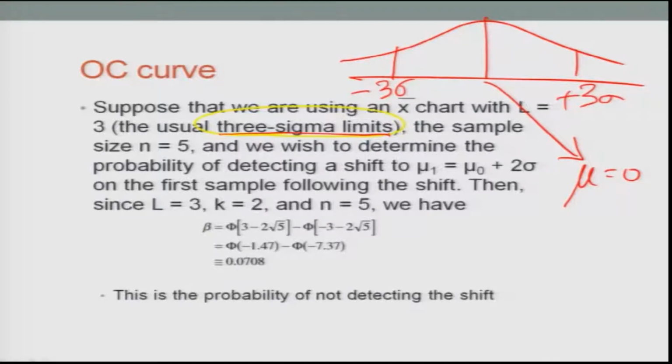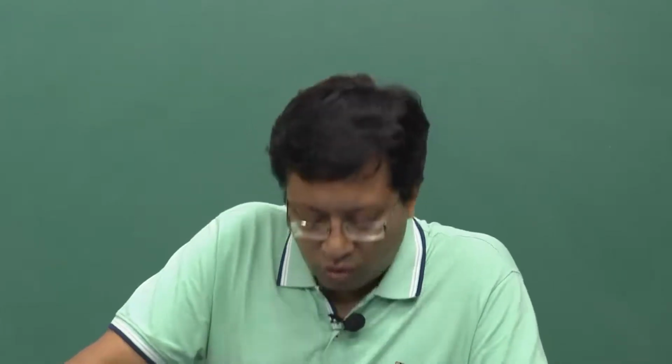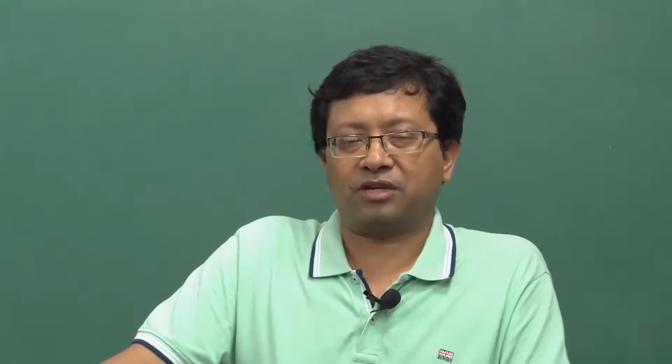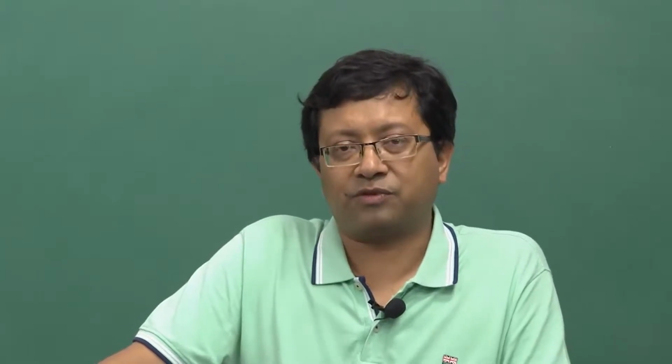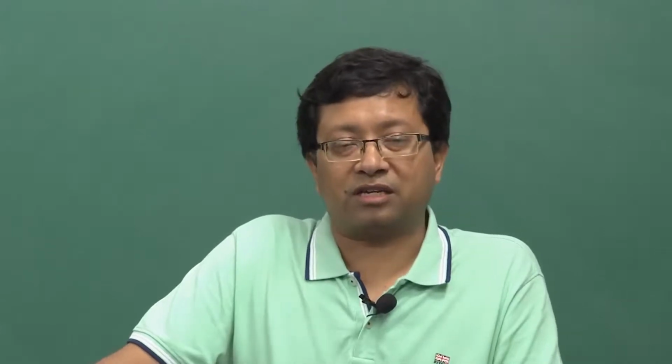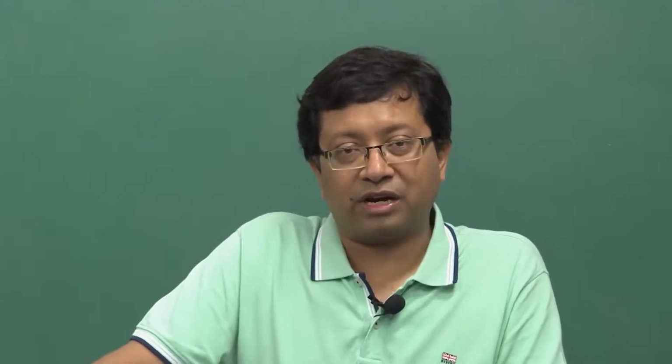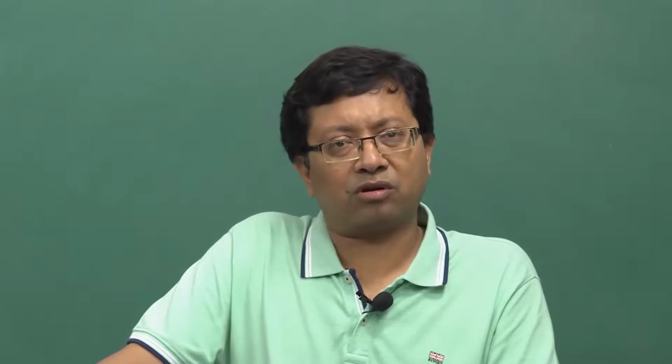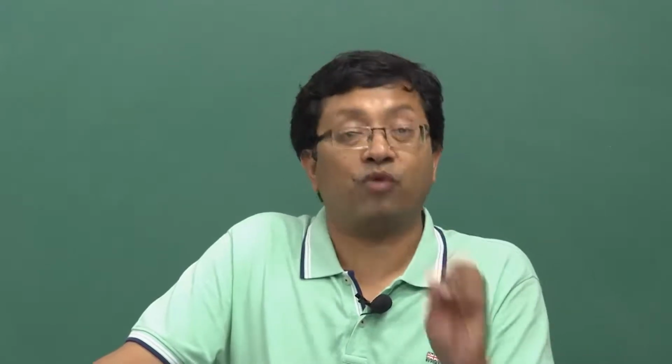If you put those values, the beta value comes out to be about 0.0708. So, this is the probability of not detecting any shift which is happening, because out of the total of 100 such observations we are taking, there would be a chance that we are not able to detect the change. So, whether that is very positive or negative would depend on how your problem has been formulated. Why am I saying that?